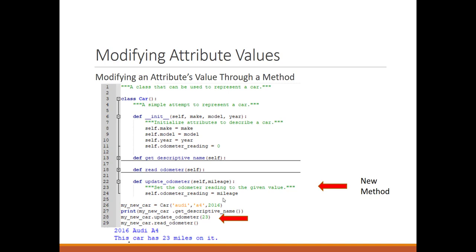So again, we are using the same object that we had, we are printing the descriptive name that we have already seen, and then we are using the update method, which has been defined here. You can see it has 2 parameters, but you just need to provide the value for mileage, no need for self, and you can see we provide the 23, and applying the read odometer, this function provides exactly the same result as the one that we updated by hand.